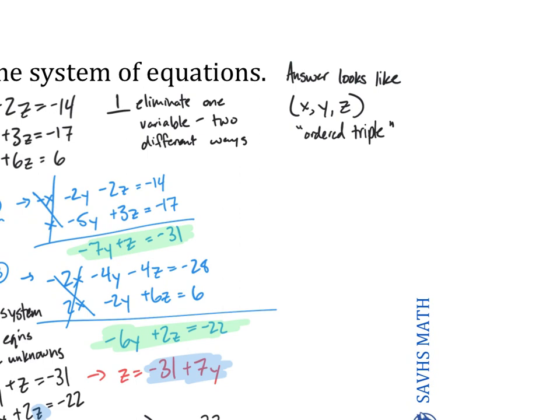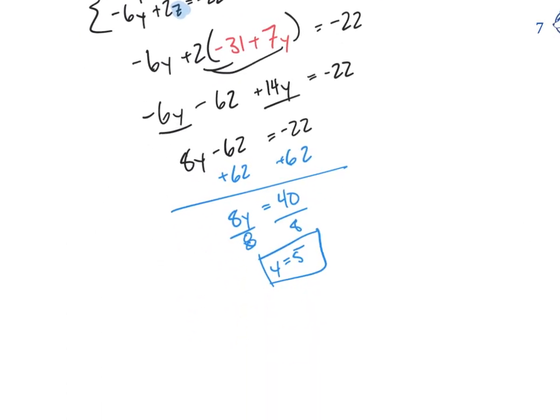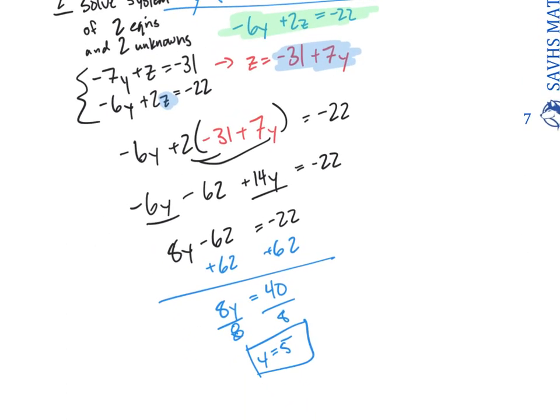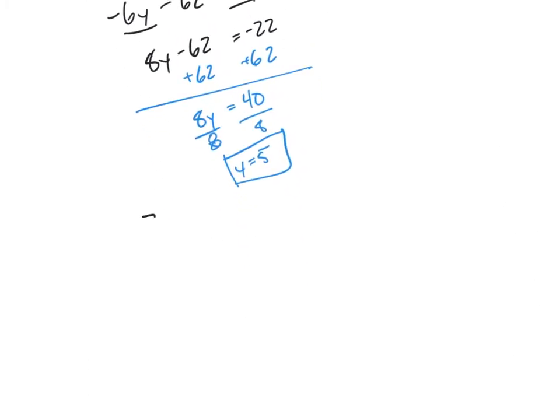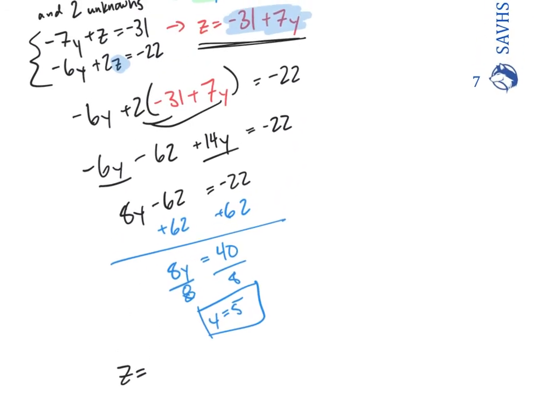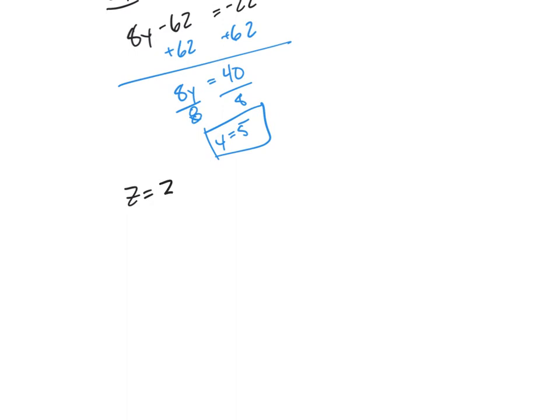So remember that my answer is supposed to look like x, y, z, but I do have y is 5, which is good. That's progress. Now I can take my y is 5 and put that back up into either one of these equations. Because this one's already solved for z, I can just use it right there. So z is 31 plus 7y.